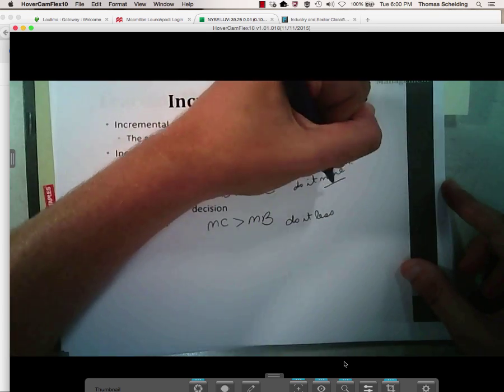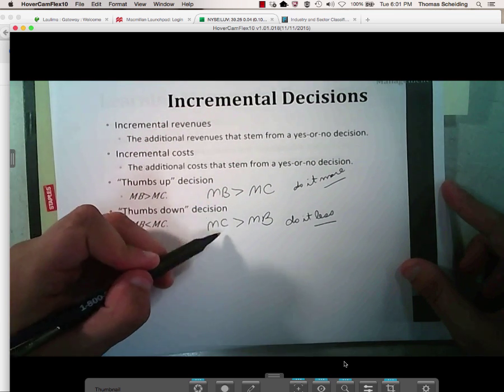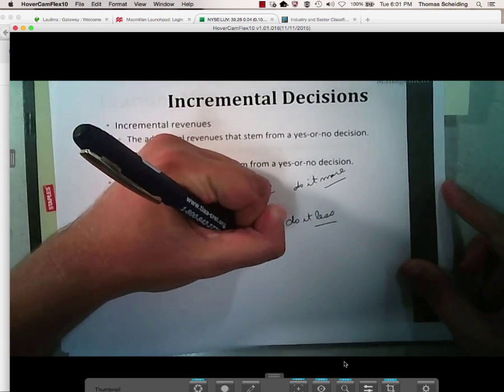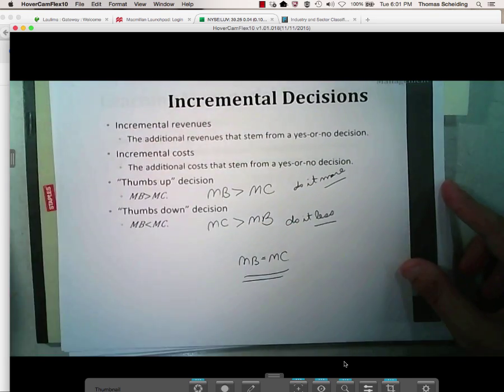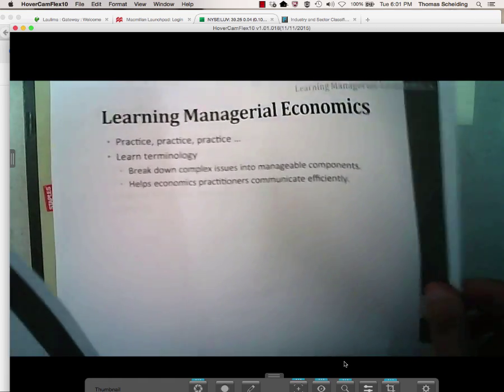But it's the act of doing something more or less that changes the benefits and the costs. Again, the goal is that I want to set the two equal to each other. Okay.